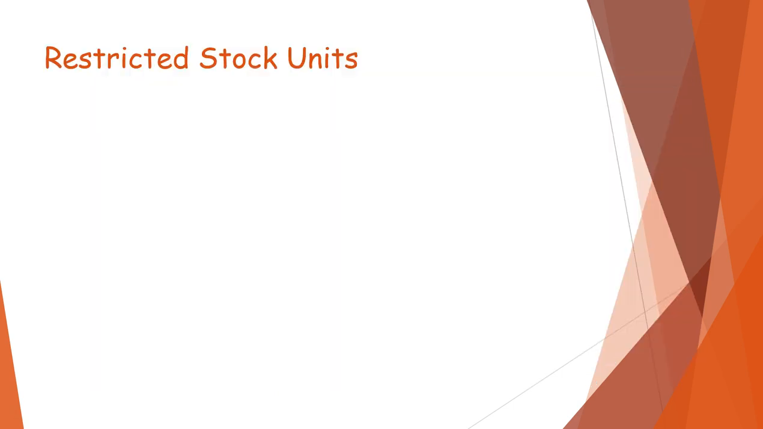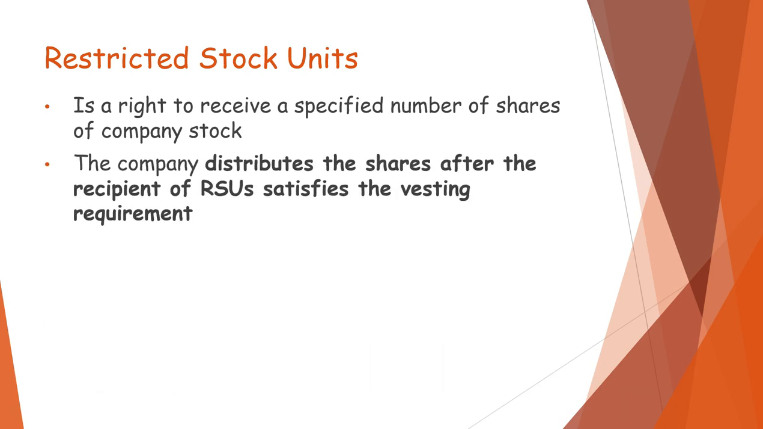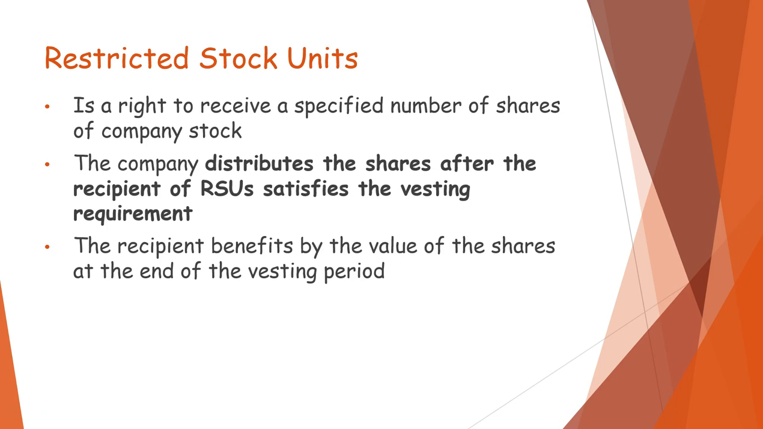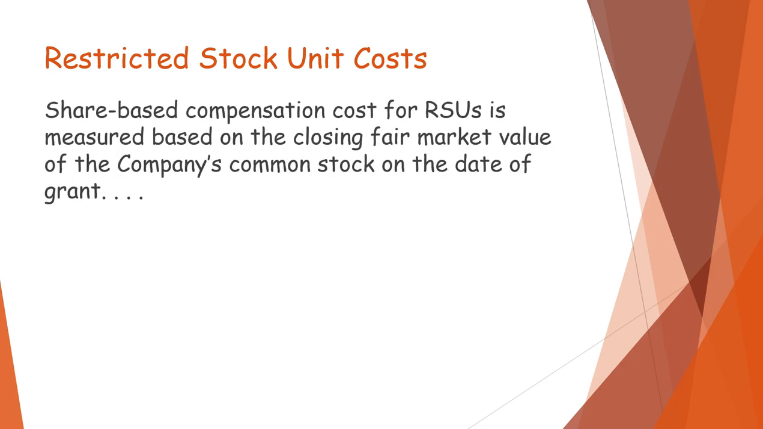Now, restricted stock units. It is a right to receive a specified number of shares of company stock. The company distributes the shares after the recipient of the RSUs satisfies the vesting requirement. The recipient benefits by the value of the shares at the end of the vesting period. Now, restricted stock unit costs.